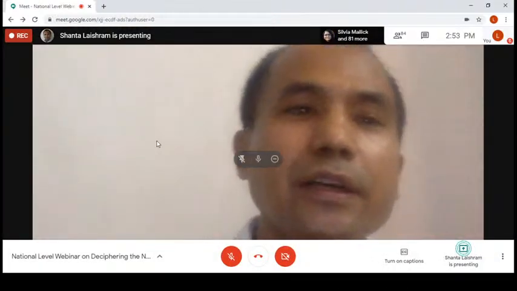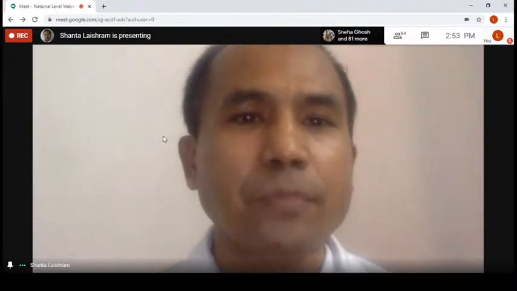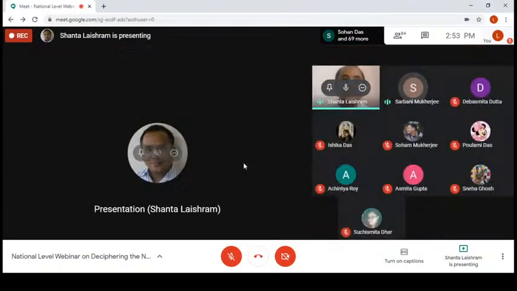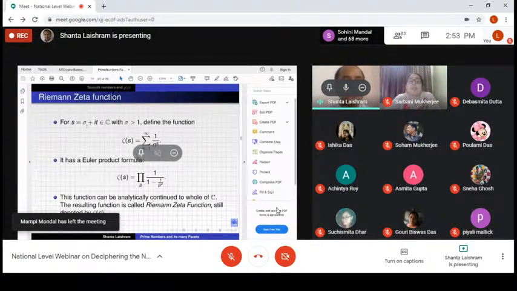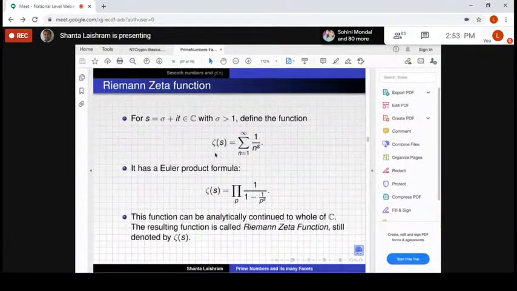Yeah. So this is the Riemann zeta function. For a complex number s, which you can write as sigma plus it, where sigma is the real part and t is the imaginary part, with sigma bigger than 1, you define the function zeta of s to be the infinite sum of 1 over n to the power s, where n goes from 1 to infinity. It has the Euler product formula: by the fundamental theorem of arithmetic, you can write zeta of s as the product of 1 over (1 minus 1 over p to the s), where p ranges over the set of all primes.